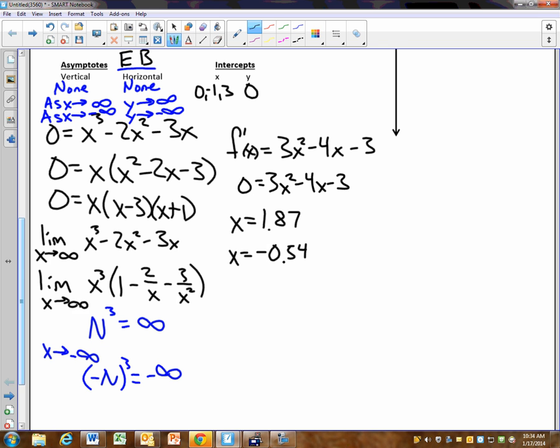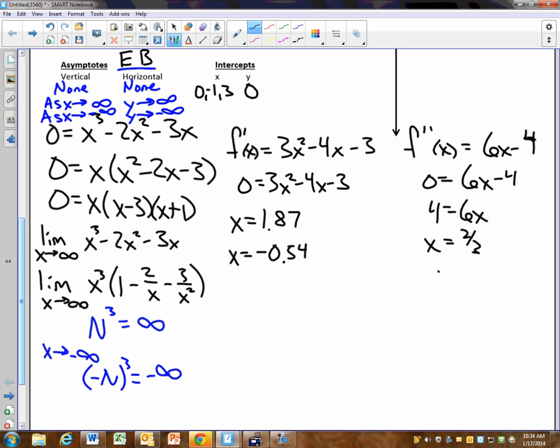1.87 and negative 0.54. Okay, so those are our first derivative points. They are going to come in handy here in a second. Let's do the second derivative as well. F double prime of x equals, what is the second derivative? 6x minus 4. So that equals 0. 4 is equal to 6x, so x is equal to 2/3, or 0.67. We okay with that?